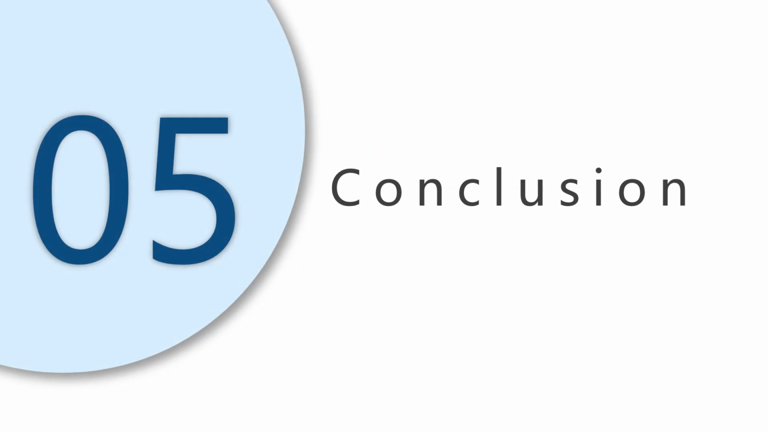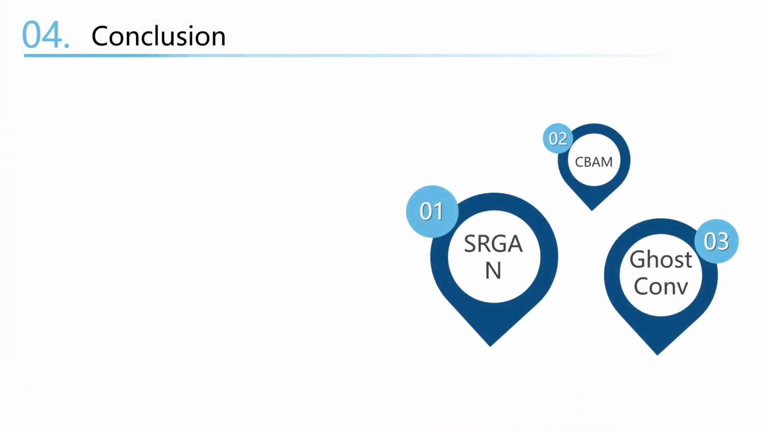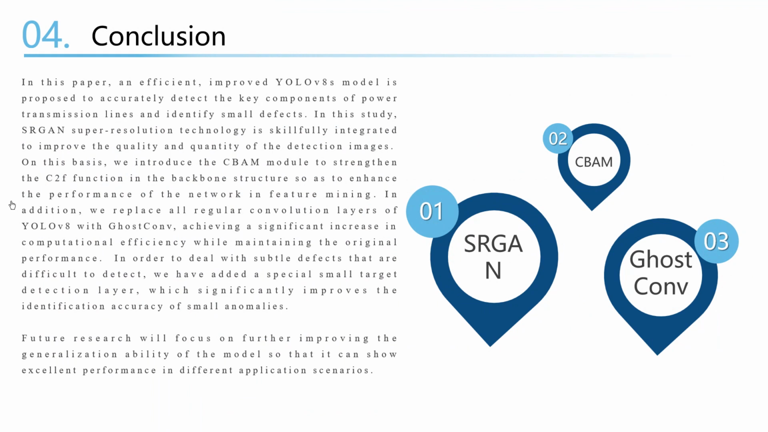Section 5. Conclusion. 1. SRGAN. 2. CBAM. 3. GhostConv. In this paper, an efficient improved YOLOv8 model is proposed to accurately detect the key components of power transmission lines and identify small defects. In this data study, SRGAN super resolution technology is skillfully integrated to improve the quality of the detection images.